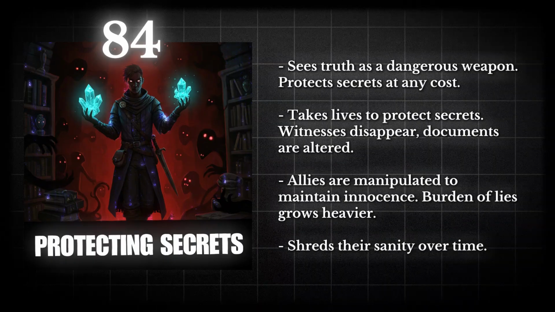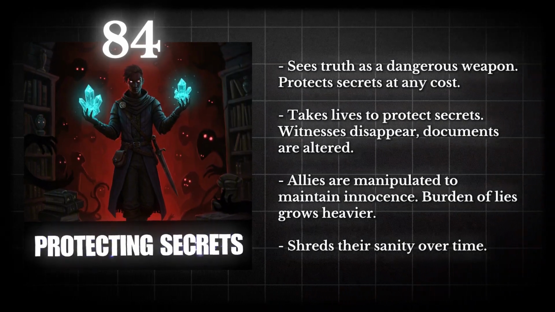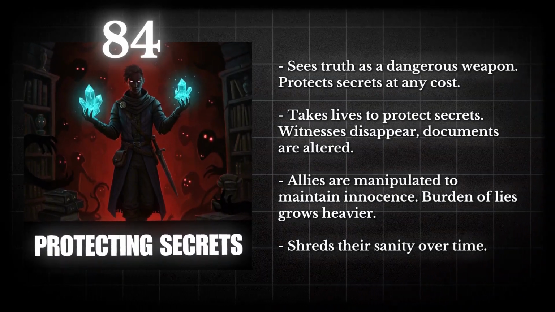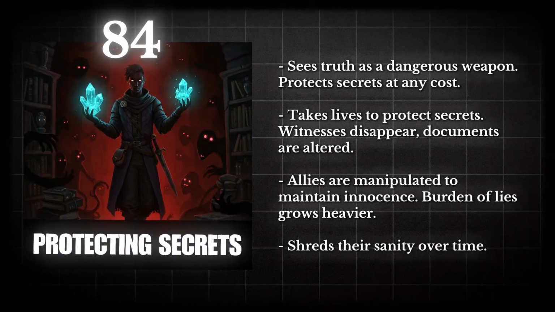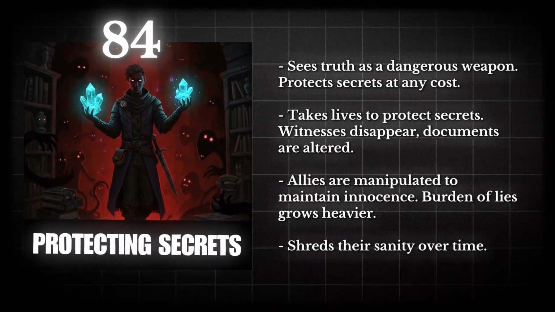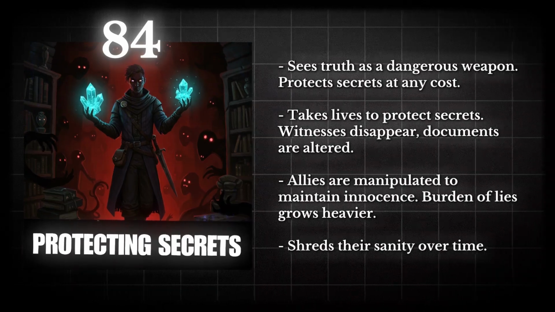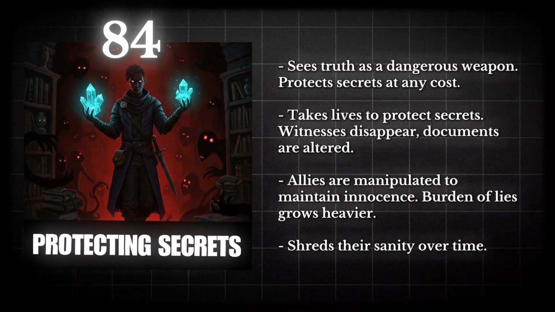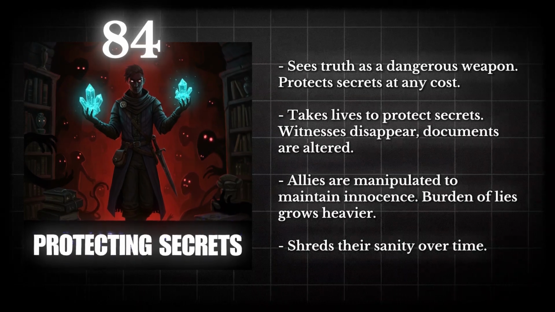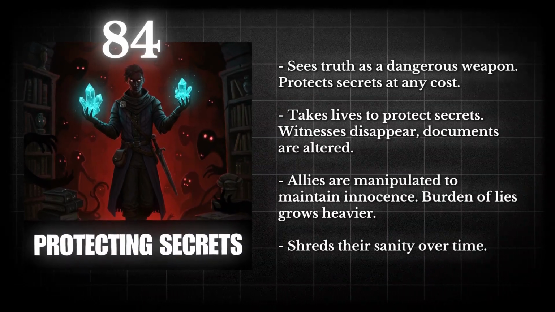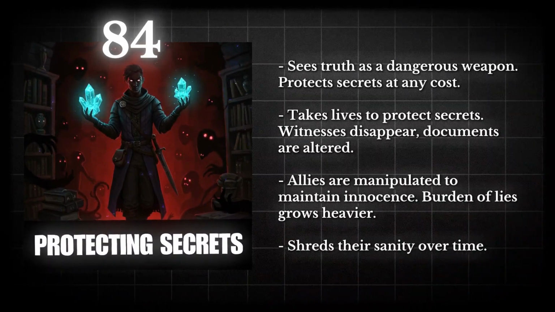84. Protecting secrets. The villain sees the truth as a dangerous weapon, one that could shatter their carefully constructed image. They will stop at nothing to protect their secrets, even if it means taking lives. Witnesses disappear, documents are altered, and allies are manipulated to maintain the illusion of innocence. But the burden of their lies grows heavier with each passing day, shredding their sanity bit by bit.